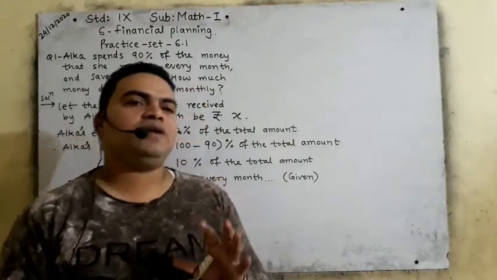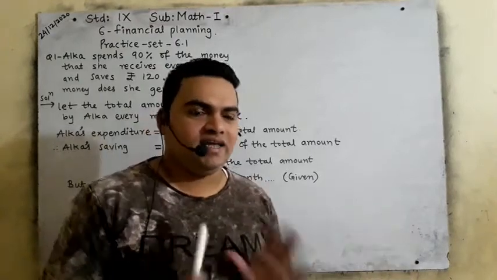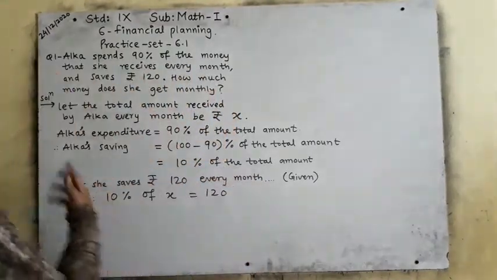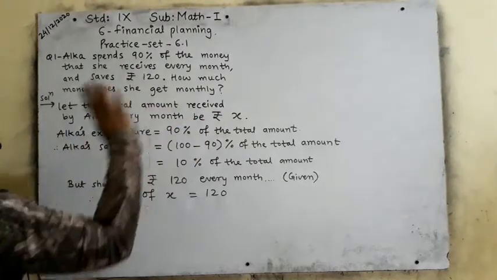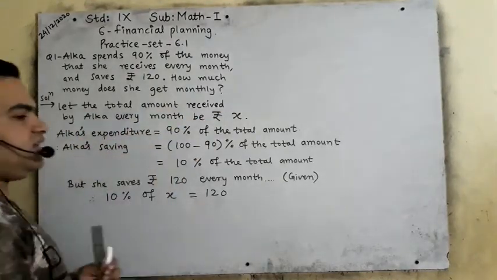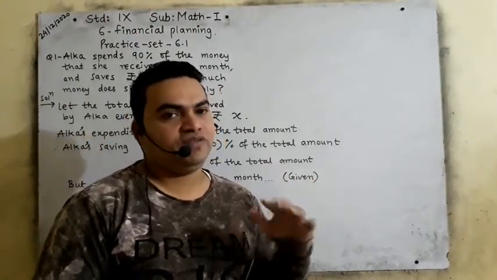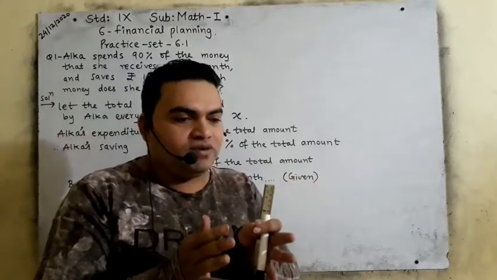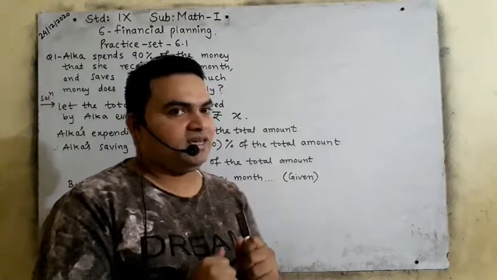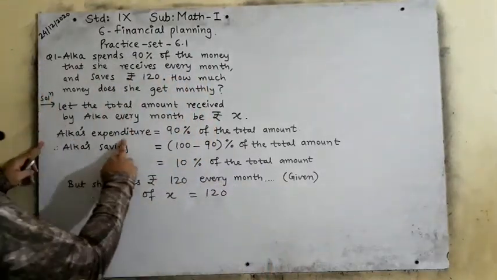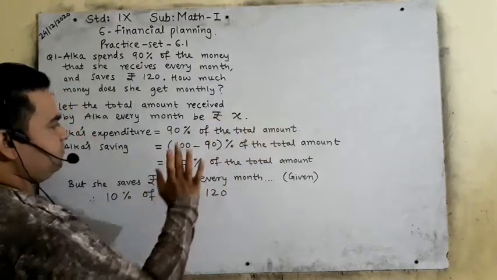Suppose Alka receives X rupees amount to run the household expenses. Now we will consider that Alka receives every month rupees X. Alka's expenditure: how much is Alka's expenditure? Every month she spends 90% of the total amount. That means she saves 10%, right? Now see here, Alka's expenditure is equal to 90% of the total amount, the total amount which is X.